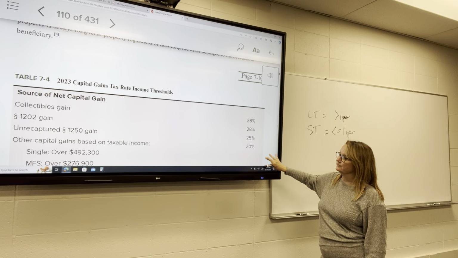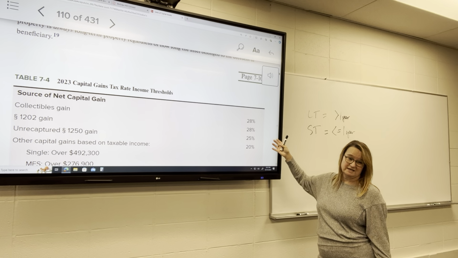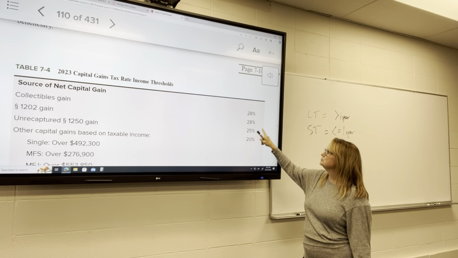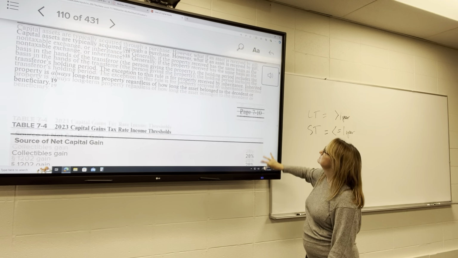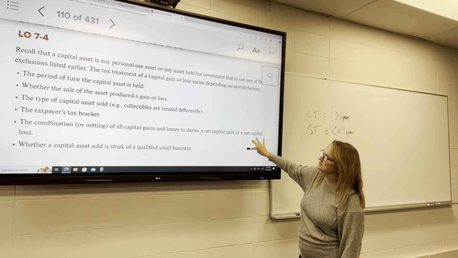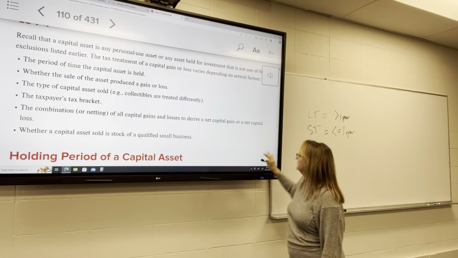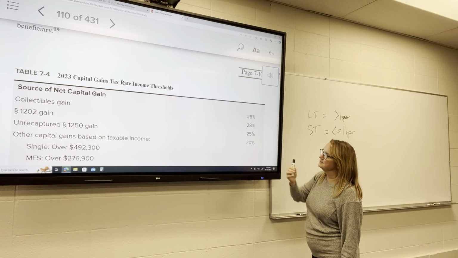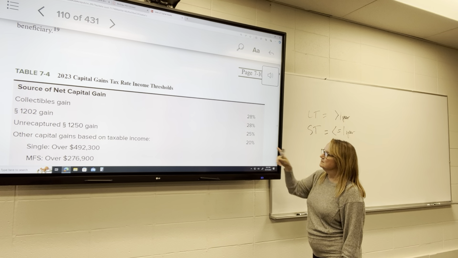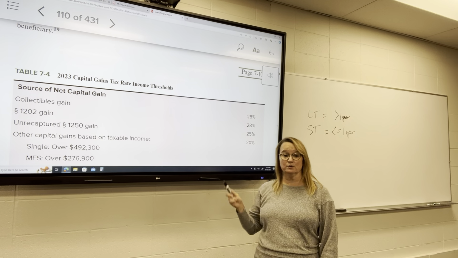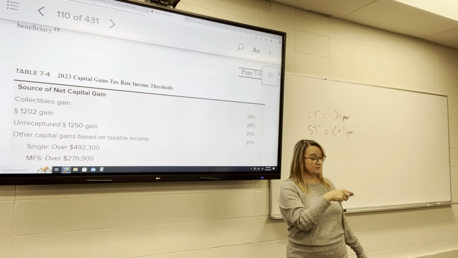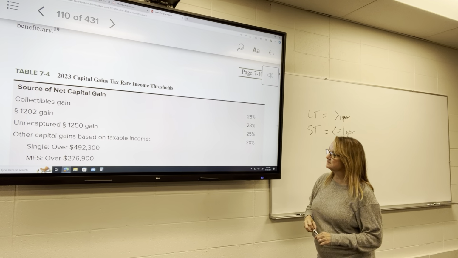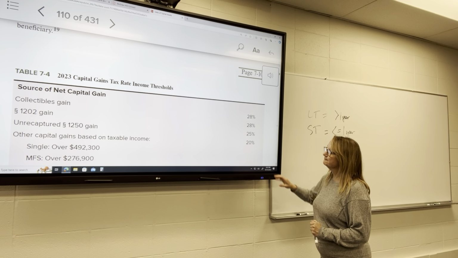28% is the collectibles gain, which is higher than the tax rates for a lot of people, right? Probably for most people. 1202 gain, that's that small business stock that they mentioned up here. Qualified small business stock. That also has a 28% tax rate. This unrecaptured 1250 gain, we're going to talk about that when we get to the sale of trade or business assets that were held for more than 1 year.